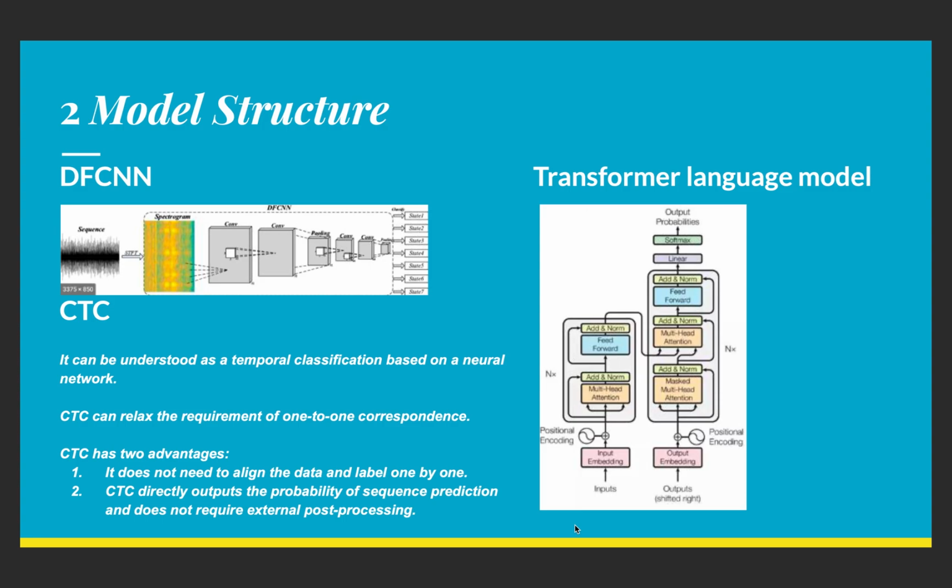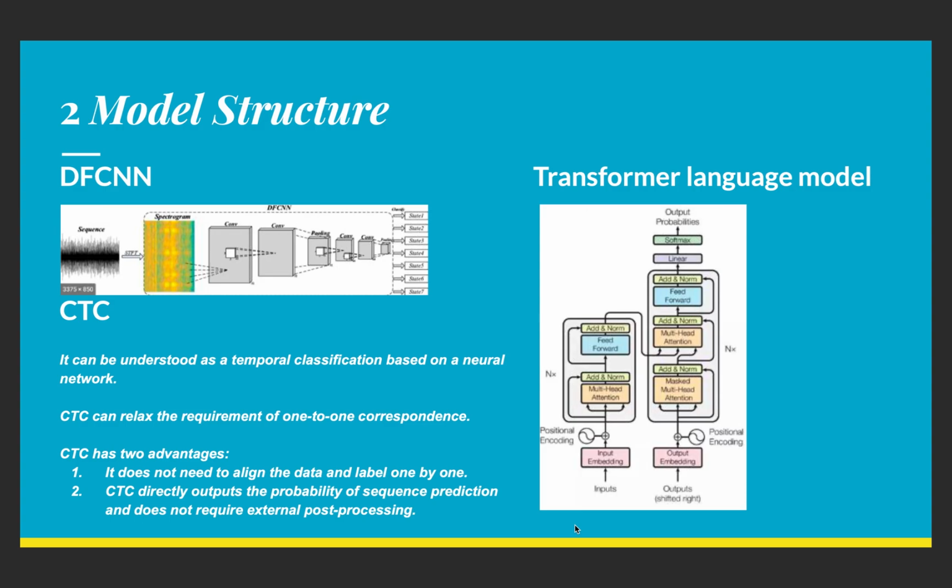And here's the structure. This is a structure that combines CDC-based DFCNN and the transformer language model, and there are some reasons for doing that. For DFCNN, it directly converts a sentence into an image as an input, and output unit directly correspond to the final recognition result. And also, the structure of DFCNN takes time and frequency as the two dimensions of the image.